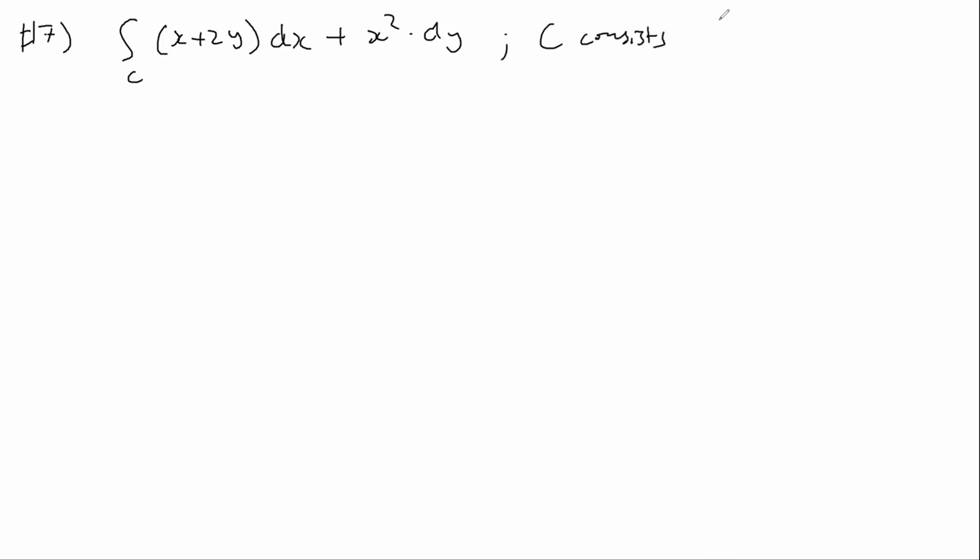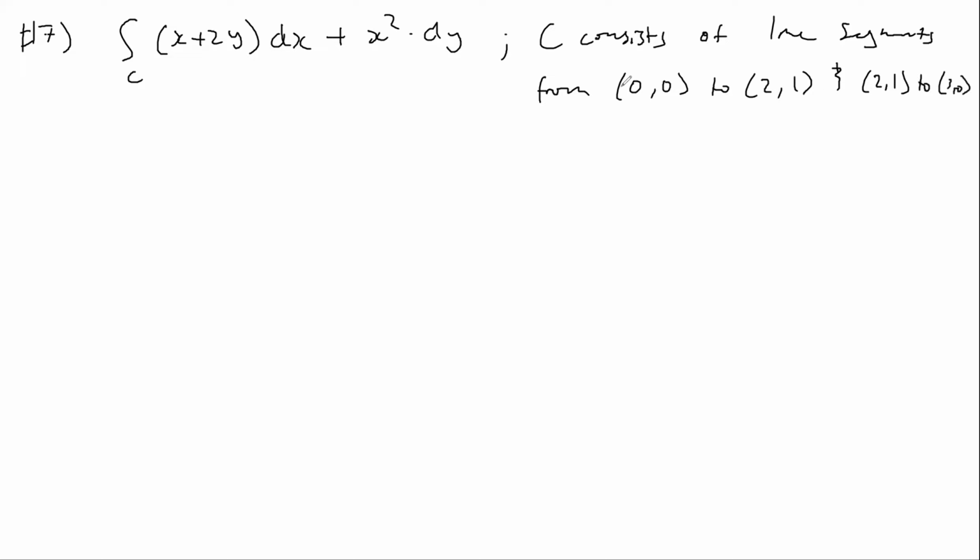All right, so number 7. Good. For number 7, they give us, again, another line integral question. But we have x plus 2y times dx plus x squared times dy. And then C consists of line segments from (0, 0) to (2, 1), and from (2, 1) to (3, 0).